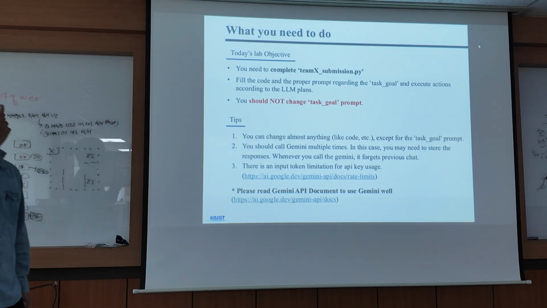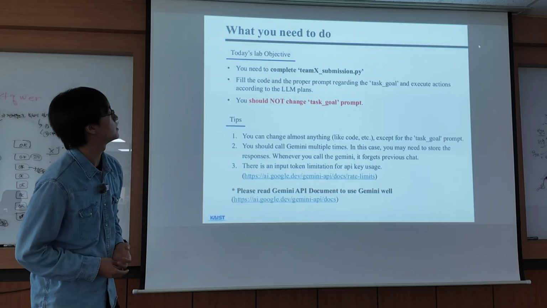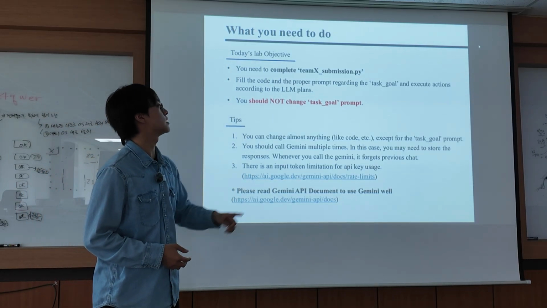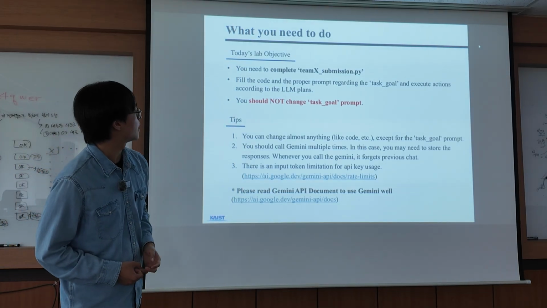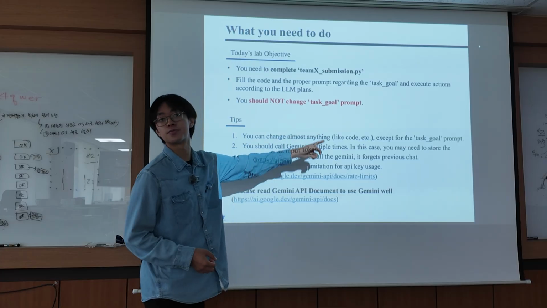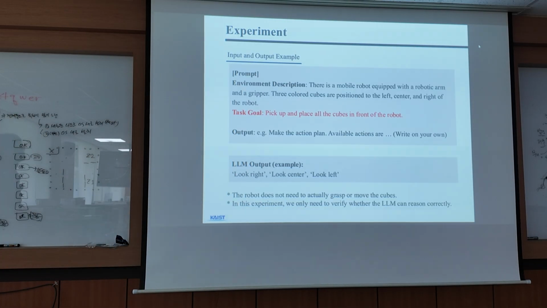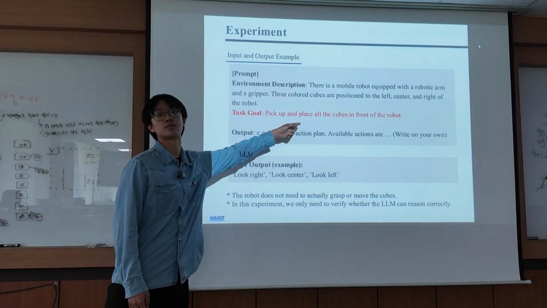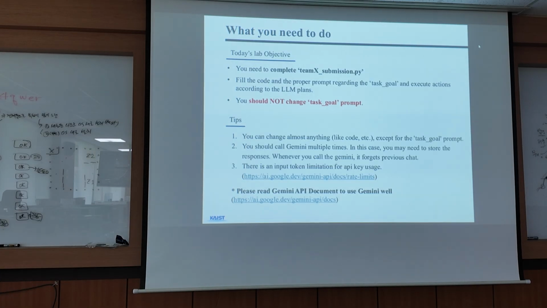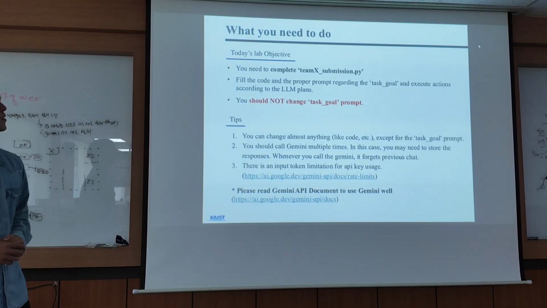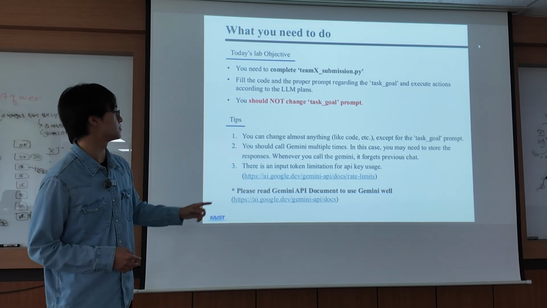So today's objective is to complete the teamx.submission file, fill in the code and a proper prompt regarding the test goal, and execute actions according to the LLM plans. And you should not change the test goal prompt, with which the TAs will give some tests to test the robot. For this experiment, you can change almost all of the code except for the test goal prompt.